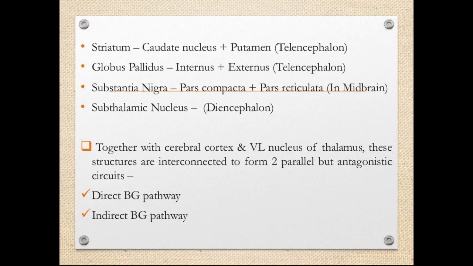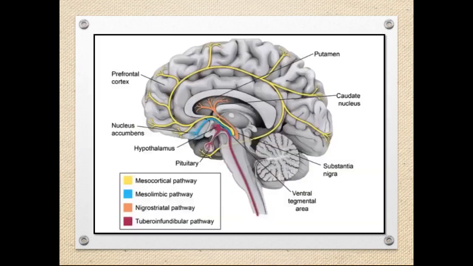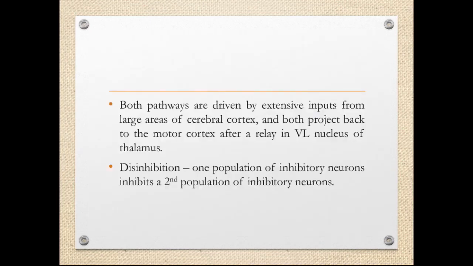So before going to that circuit, there was one term, disinhibition. What does it mean? It means one population of inhibitory neurons inhibits a second population of inhibitory neurons. Like in math, negative cuts negative, minus cuts minus, right? In a similar way, an inhibitory neuron will inhibit the second inhibitory neuron, that is disinhibition. And this term is very important in the connections of the basal ganglia.